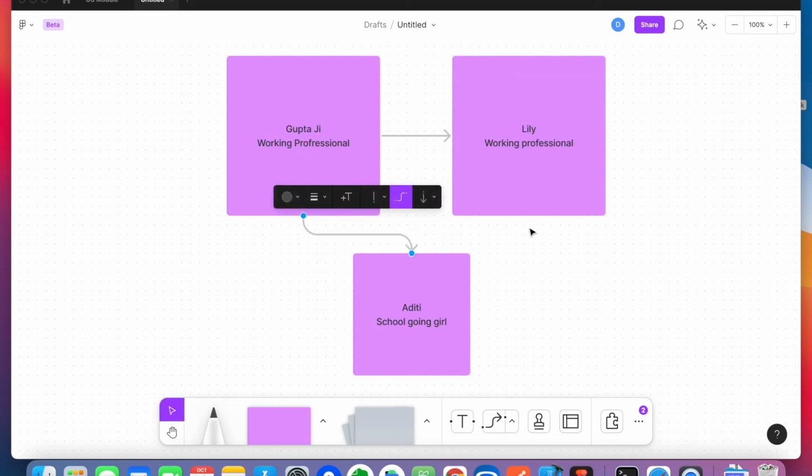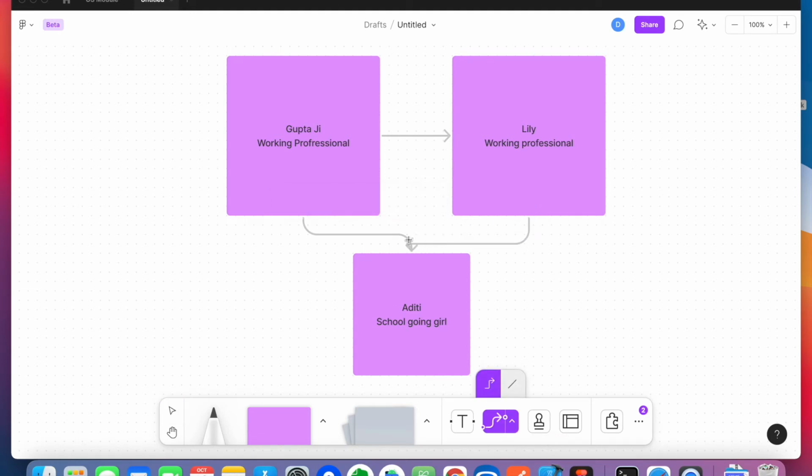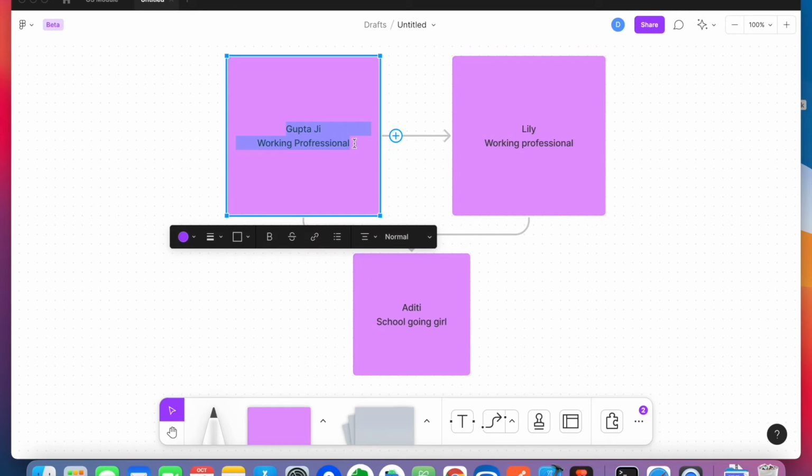Yes, then both have a daughter. So Gupta ji bought a car. As I told you, Gupta ji is a working professional. So Gupta ji used to go to the office by public transport. Then he bought a car, and he didn't know how to drive it, so he hired a driver.